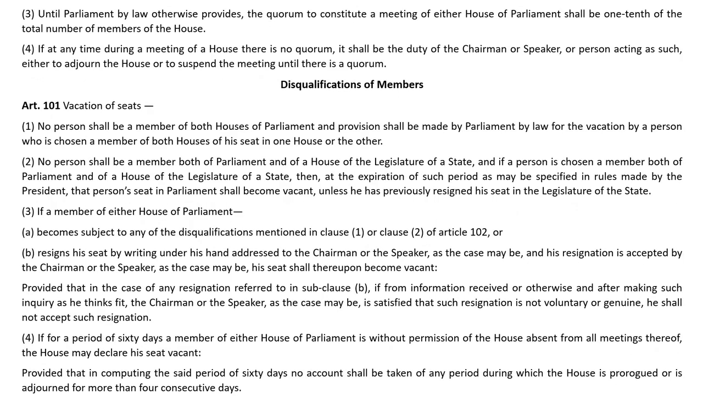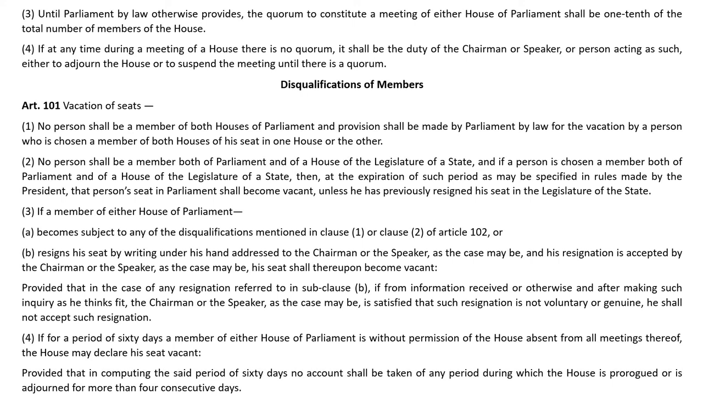Until Parliament by law otherwise provides, the quorum to constitute a meeting of either House of Parliament shall be 1/10 of the total number of members of the House. If at any time during a meeting of a House there is no quorum, it shall be the duty of the Chairman or Speaker or person acting as either to adjourn the House or to suspend the meeting until there is a quorum.